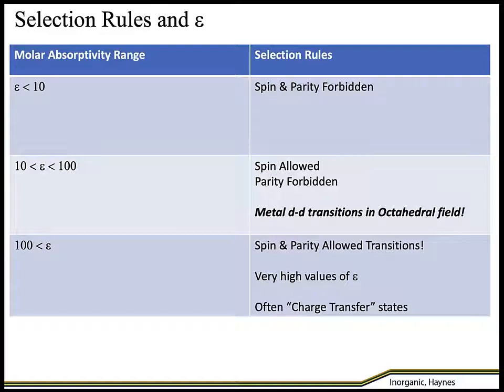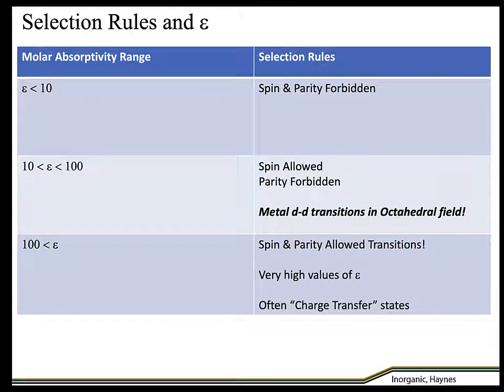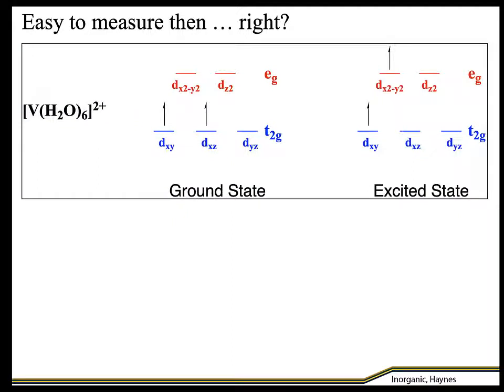So then this must be easy to measure, right? We were able to do it for titanium, our D1 case, but let's look at what happens as we move to a higher D count. So if we can rationalize our D1 metal, then it might make sense that we might expand this and look at a D2 case. So let's look at this vanadium complex here. So this would be a D2 metal center. So we would have two electrons inside our ligand field.